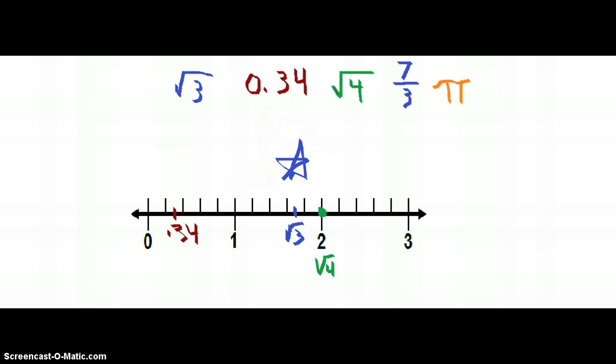So I'm going to say that's square root of 4. 7/3. 7/3 is already in fraction form, so we know that's going to be 2 1/3. So we can come over here. Right, 7/3, and that was rational. And then pi. Pi is the most common irrational number, most well known. We know that's 3.14. We're going to star it because it's irrational.